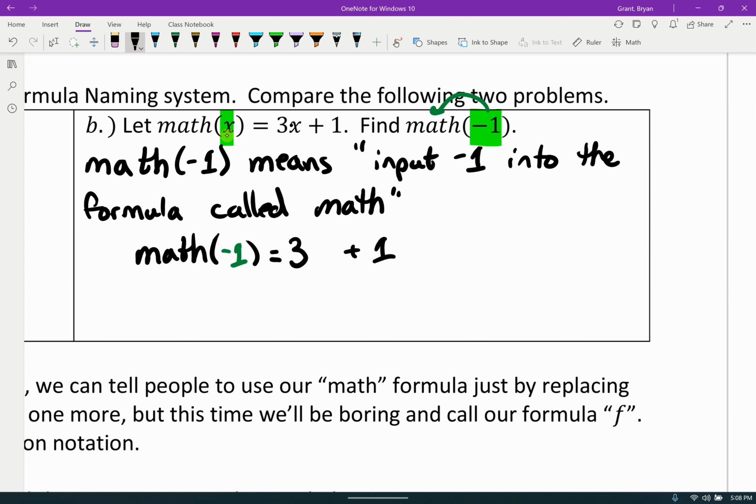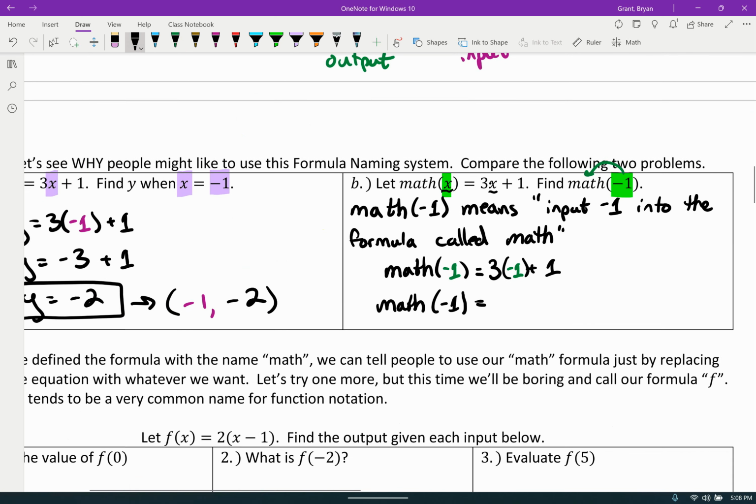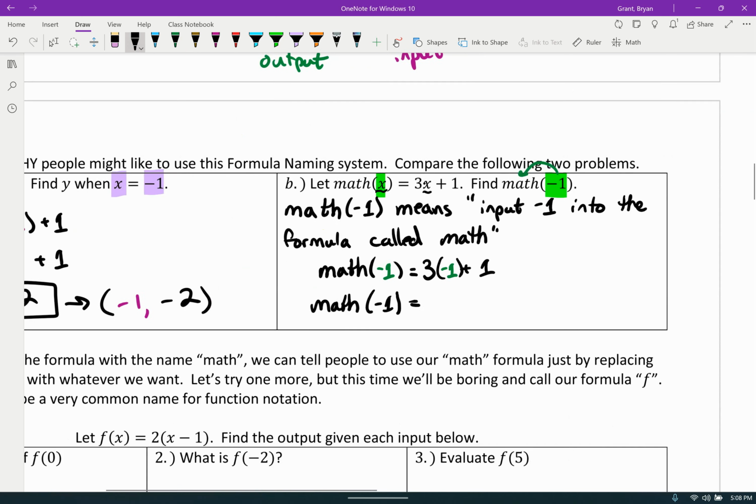But they have now given us a different number than just x, right? They've replaced x with negative 1. So when they say find math of negative 1, we say, oh, cool. Let's input negative 1 into the 3x plus 1 formula and simplify it. So math of negative 1 is going to be equal to whatever 3 times negative 1 plus 1 is, which we just did over on the other side. It's the same exact problem.